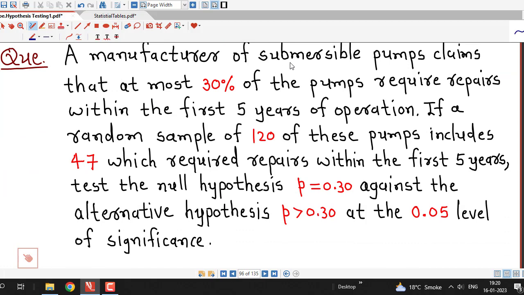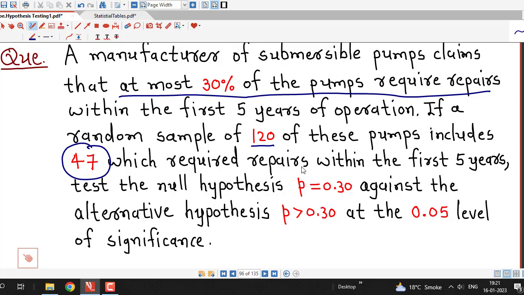A manufacturer of submersible pumps claims that at most 30% of the pumps require repairs within the first 5 years of operation. If a random sample of 120 of these pumps includes 47 pumps which required repairs within the first 5 years, test the null hypothesis that population proportion equals 0.30 against the alternative hypothesis that population proportion is greater than 0.30 at the 0.05 level of significance.